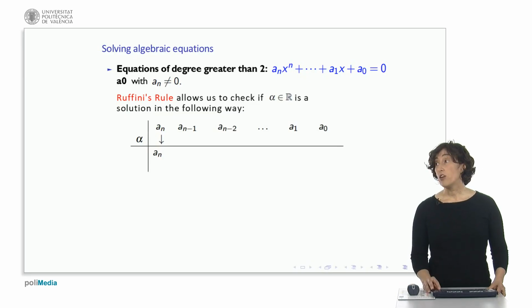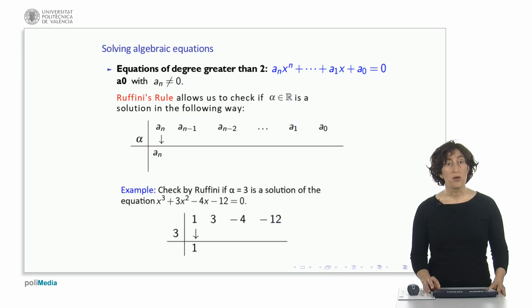The next operation, well, we are going to see it with an example, since it is much easier to see how it works with numbers. Then, for example, if we apply it to this polynomial, x cubed plus 3x squared minus 4x minus 2 equals 0, we write the coefficient of x cubed, the coefficient of x squared, the coefficient of x, and the independent term with its sign. So we are going to check if 3 is a root or not.